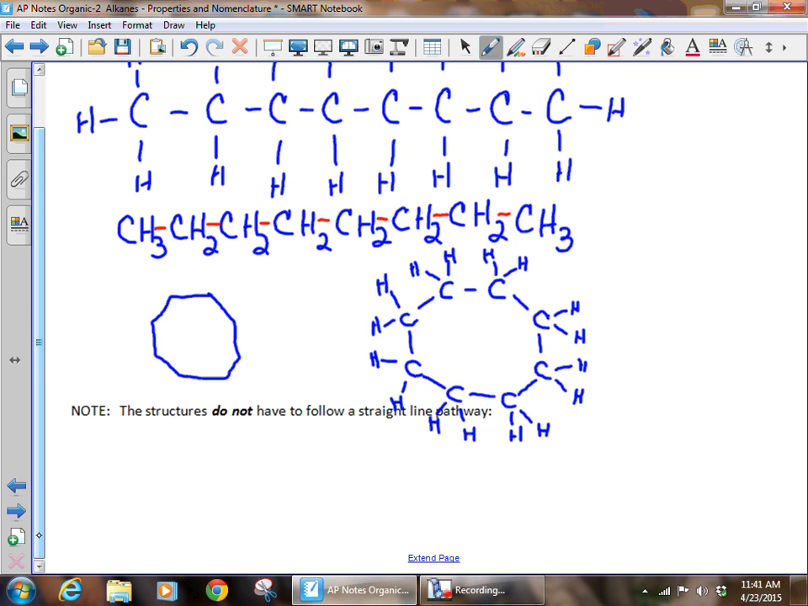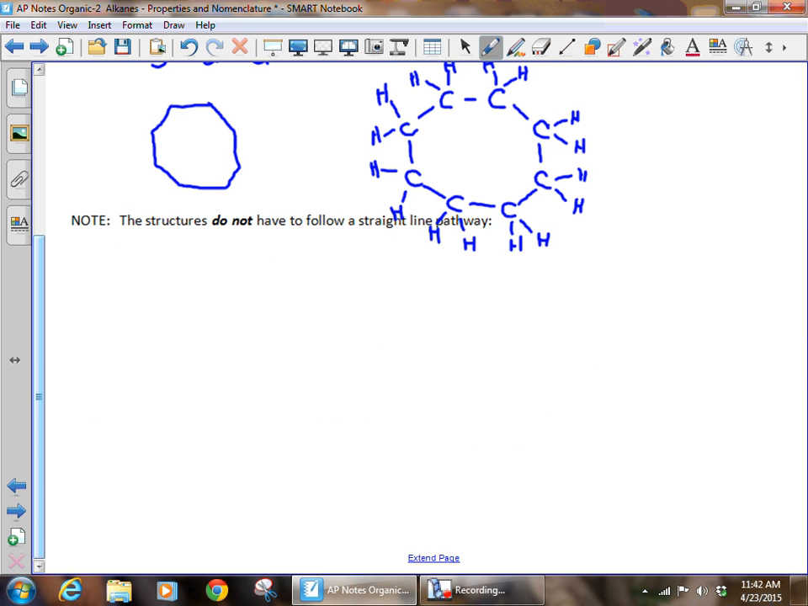Now, another thing to remember is that this does not have to follow a straight line pathway. It's not a straight line anyway. All of these bonds, remember, are tetrahedral. So they're all in that tetrahedral shape that we've talked about in class. So this is definitely not a straight line. I'll demonstrate that in class, but I wanted you to think about the fact that if it's tetrahedral, then you're going to have bends everywhere in this structure when it's three-dimensional.